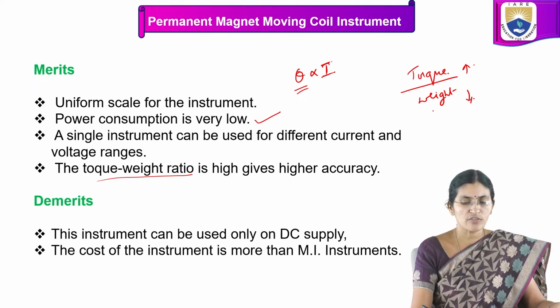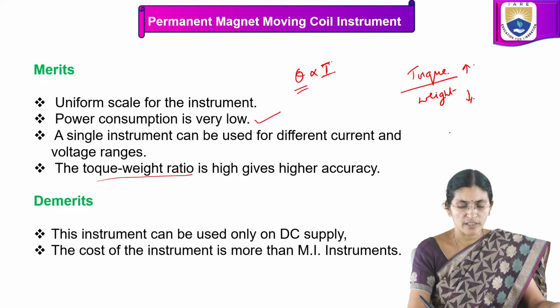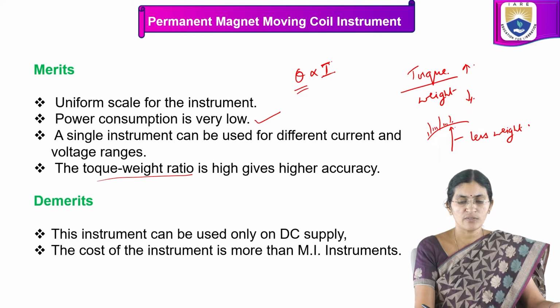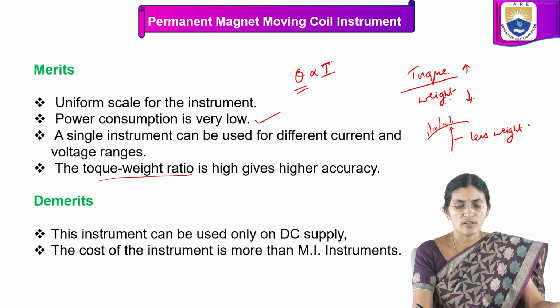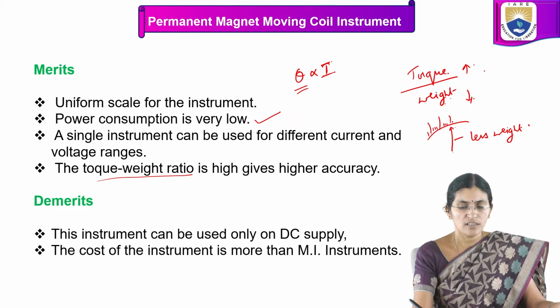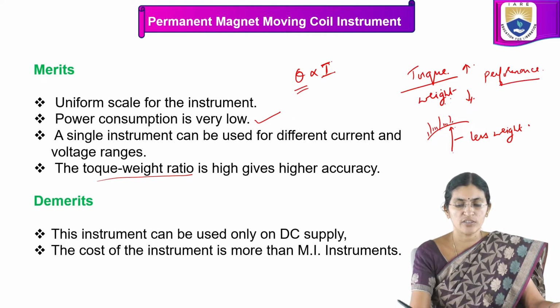Here the weight of the instrument is nothing but the pointer, which deflects under the action of the deflecting force on the scale. It should have less weight, so that the torque which is produced should be higher than the weight of the pointer. So this torque to weight ratio indicates the performance of the system. Performance of the system is based upon the torque to weight ratio.